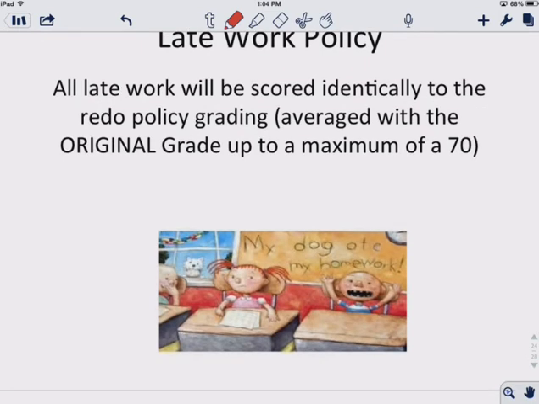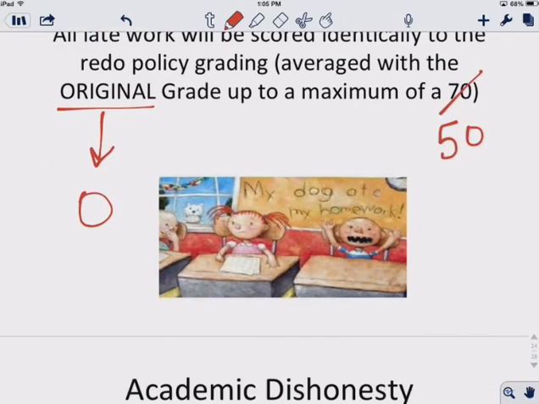The late work policy is identical to the redo policy. Any work turned in late will be averaged with the original grade up to a maximum of a 70. Keep in mind, however, if you do not turn an assignment in when it's due, the original grade is a 0. So when we average with the original grade, you'll only be able to make a 50.